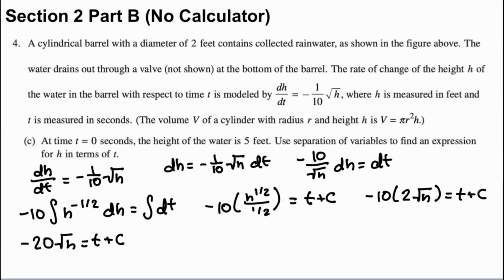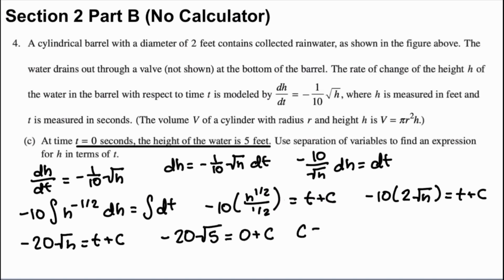Now, at this point, our math might look a little different. I personally like to sub in the conditions that we were given initially first instead of solving for h first. I just find it to be a little easier. So I'm going to sub in t is equal to 0 and h is equal to 5 as given to us by this portion of the question. So we're going to get negative 20 times root 5, because h is equal to 5, is equal to 0 plus c. So that c is equal to negative 20 root 5. Now, I do apologize for the layout of this page.